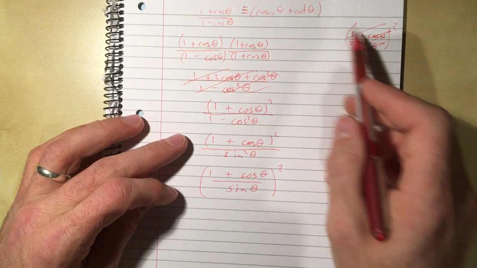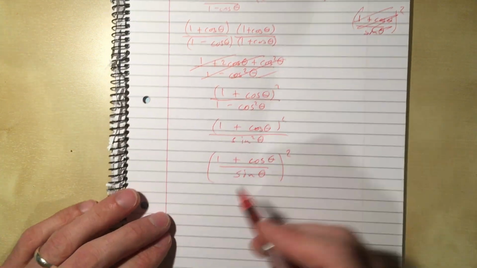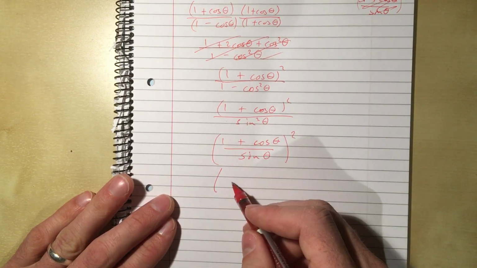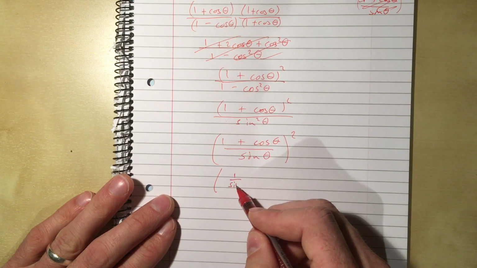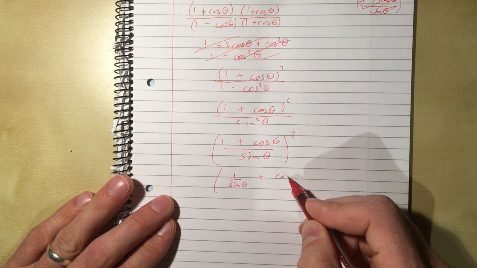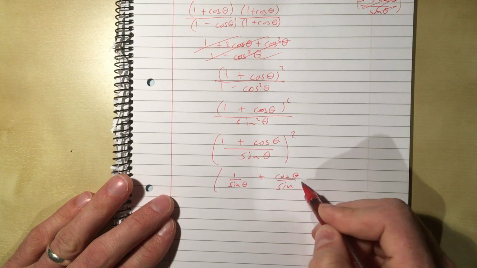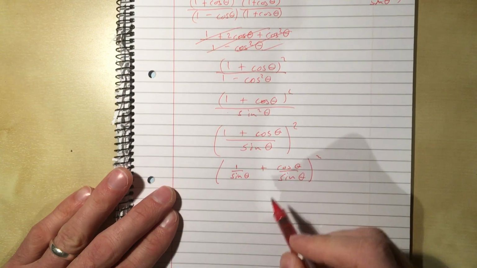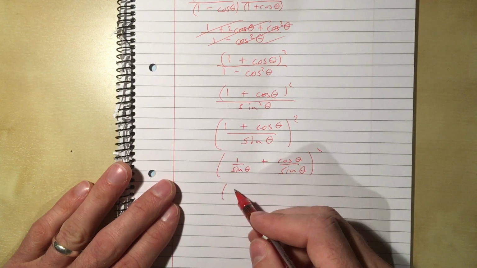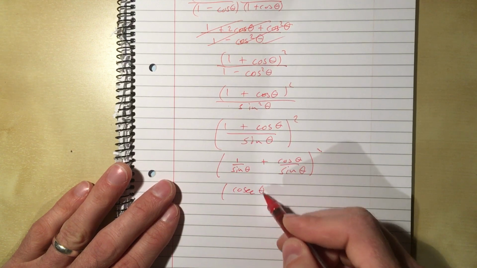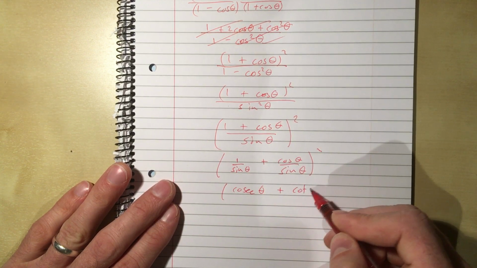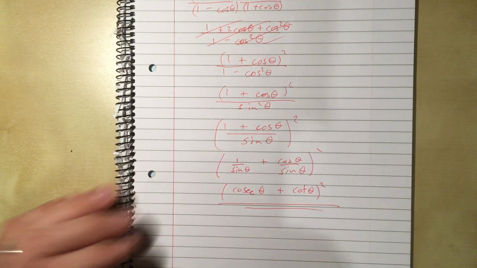And now I just need to reverse those steps I did in my head before. Can I remember what they were? Well, it was 1 over sine plus cos theta over sine theta all squared, and there we go. That is a cosec theta plus a cot theta all squared, what we were looking for.